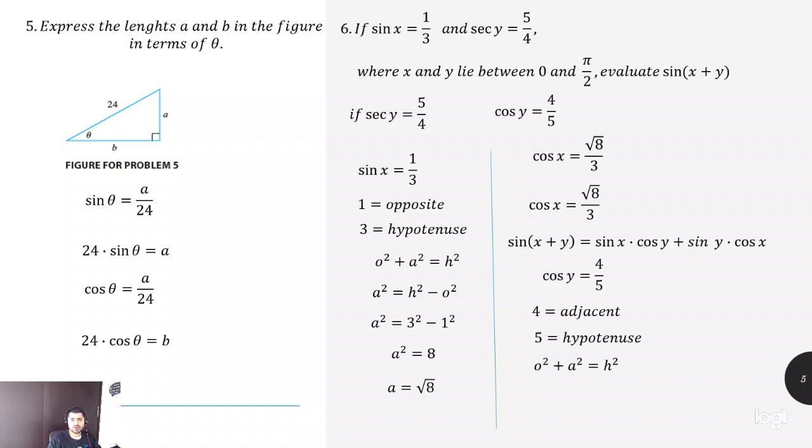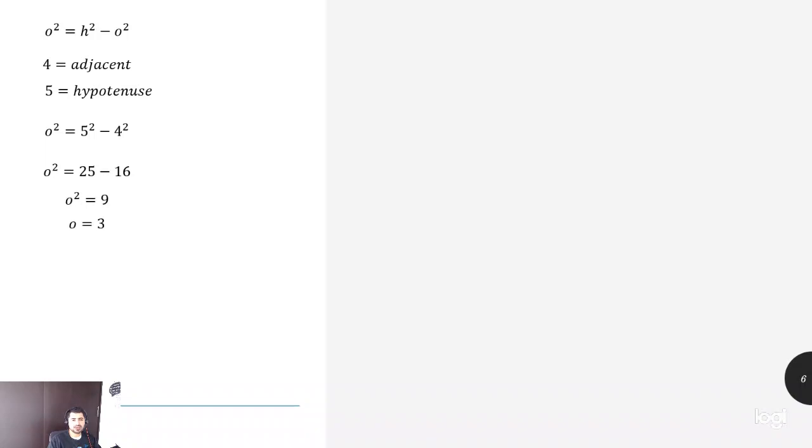So then you have O squared plus A squared equal to the hypotenuse squared. So just isolate and solve for O, which is the opposite. Here, 4 is the adjacent and 5 is the hypotenuse. So then just replace. At the end of the day, the square root of 9 is equal to 3. Then you already have all of the values, right?